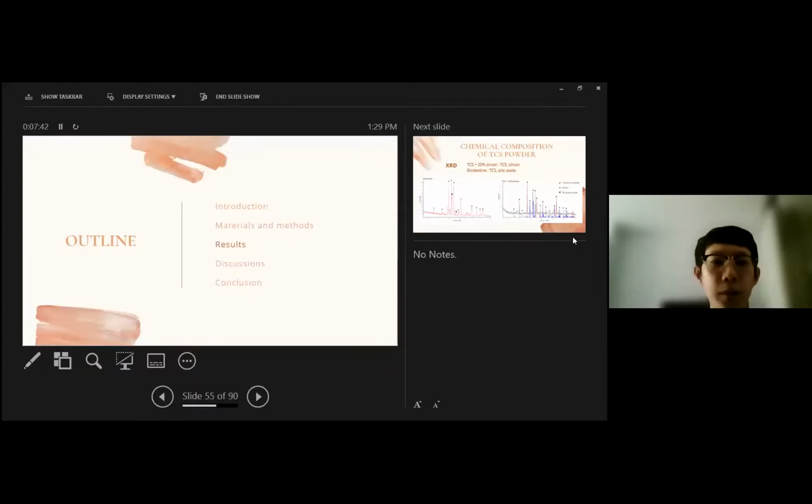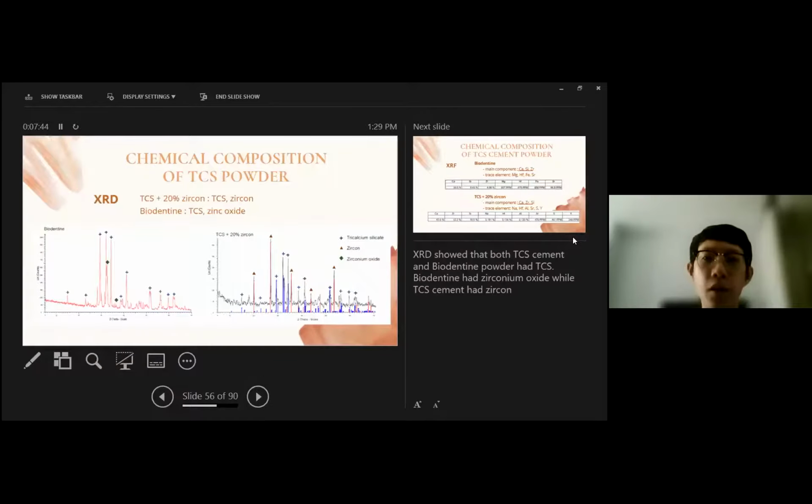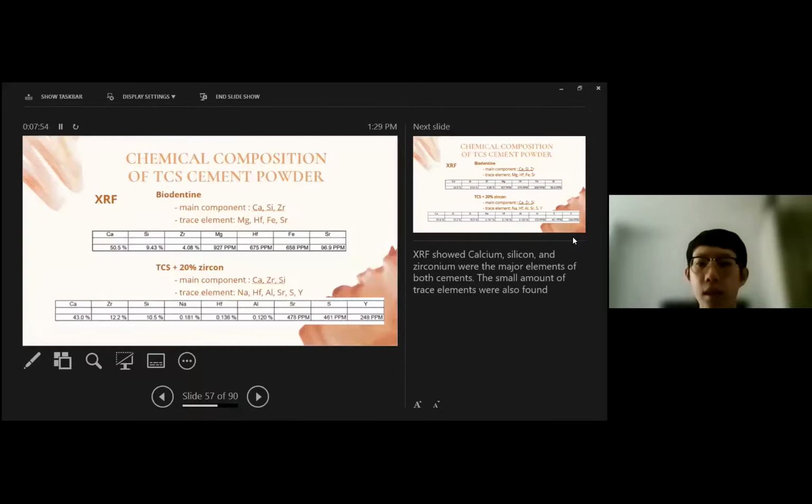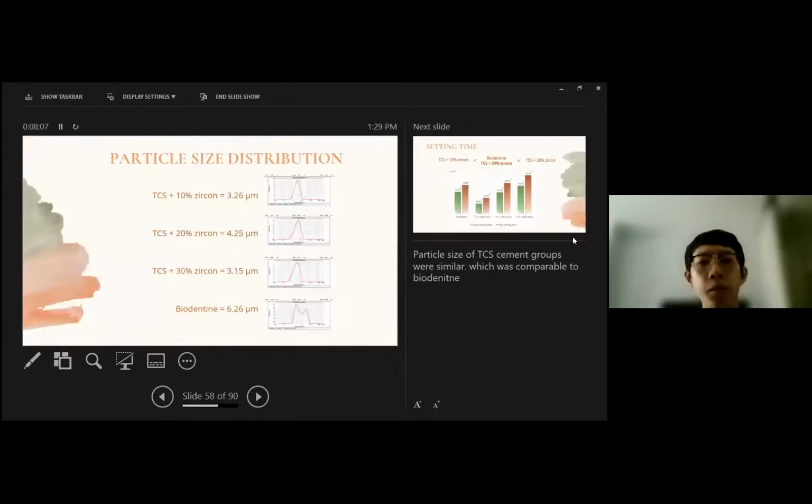Okay, the result. XRD showed that both tricalcium silicate cement and Biodentine powder have tricalcium silicate. Biodentine had zirconium oxide while tricalcium silicate cement has zircon. These are the major elements of both cements. A small amount of trace elements were also found. Particle size of tricalcium silicate cement groups was similar, which was comparable to Biodentine.